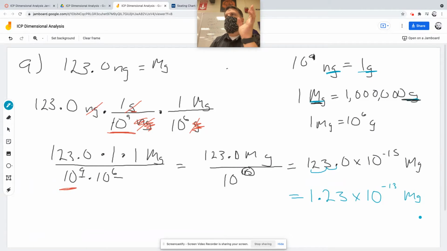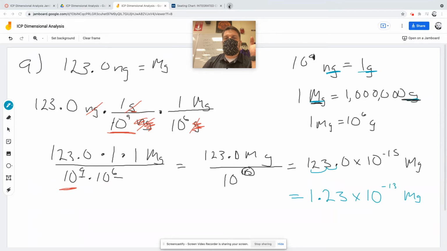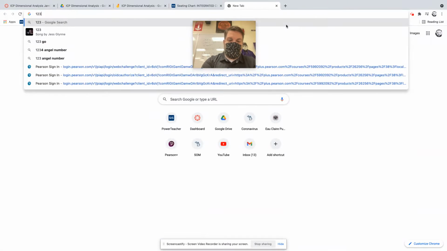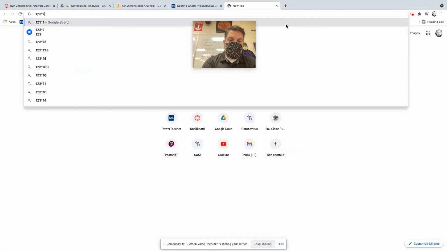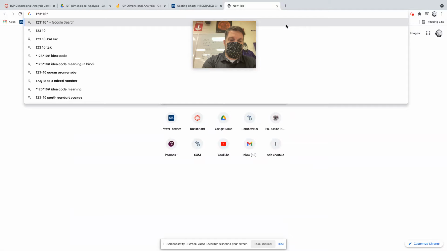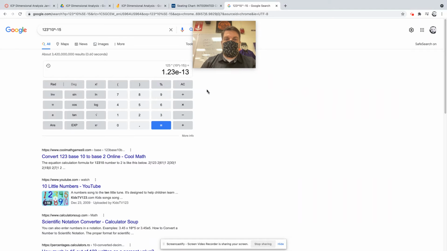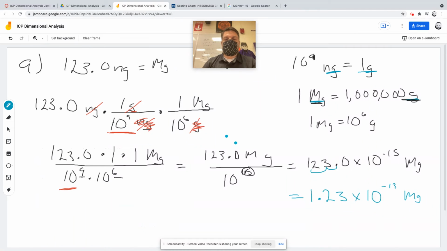Yeah, but if you ever get confused, you could just plug it into a calculator to see if it's right. So we had 123 times 10 to the negative 15, right? That's what it is. 1.23, and when you see E, that means 10 to the negative 13. So we were right on that one. So we're going to go with it.